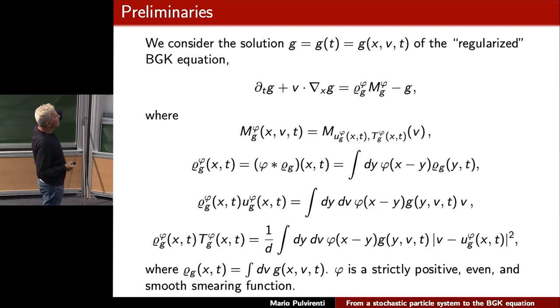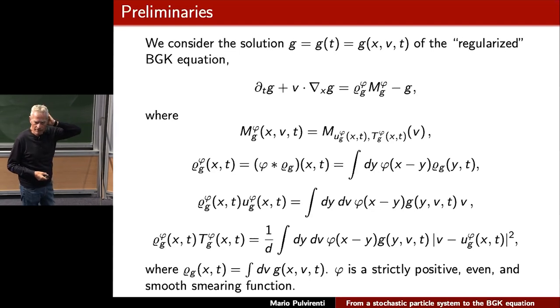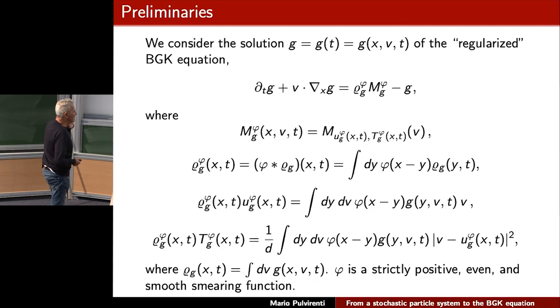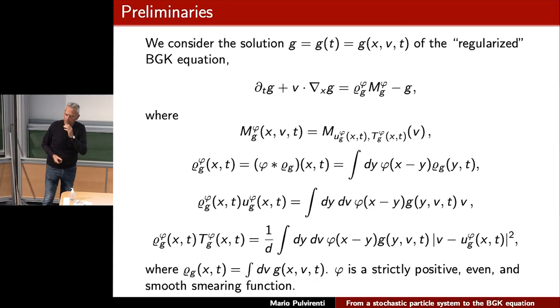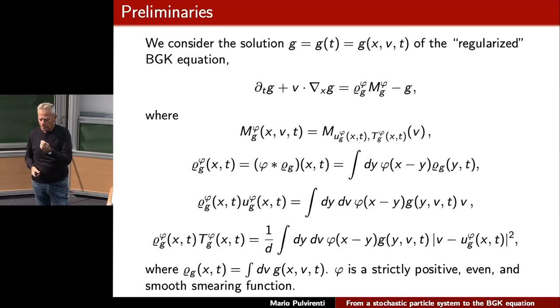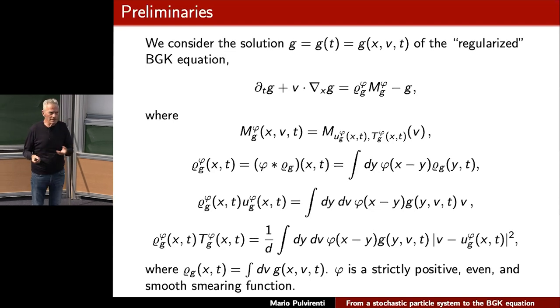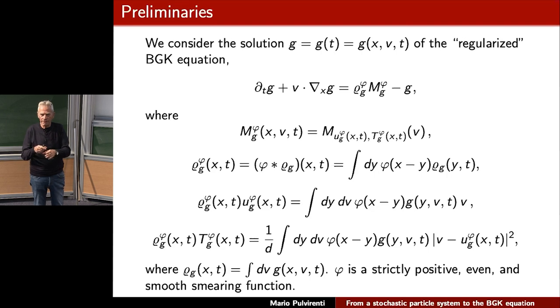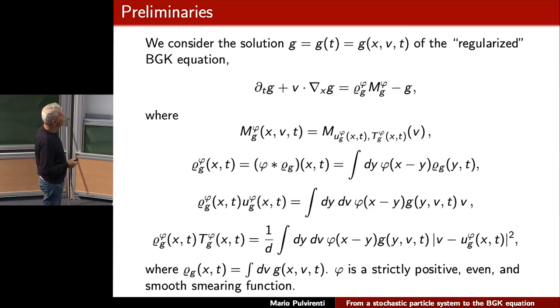Okay, in view of the introduction of the particle system, I introduce a regularization of the BGK equation, in the sense that in BGK the fields are strictly local, and to compute density, temperature and mean velocity, I have to know exactly F computed in the point X. When you have particles, this doesn't make sense. You have to smear around the point. So it's convenient to introduce a sort of regularized version of the BGK equation, which is this one.